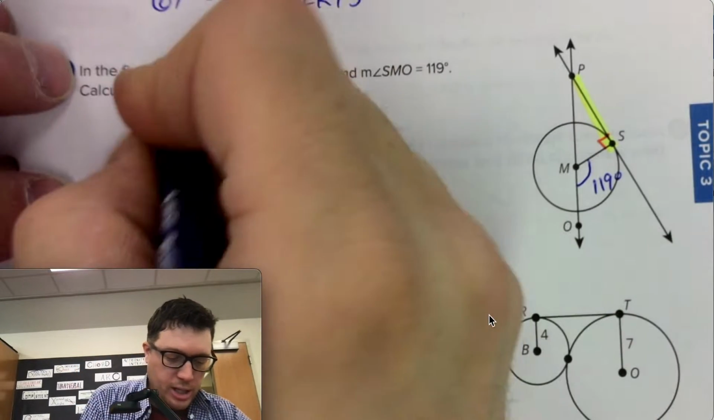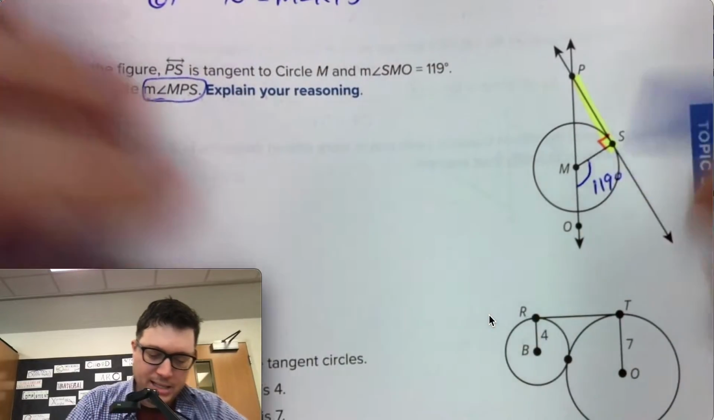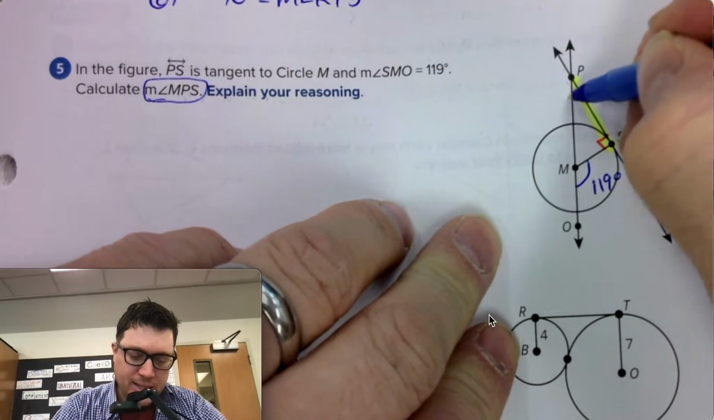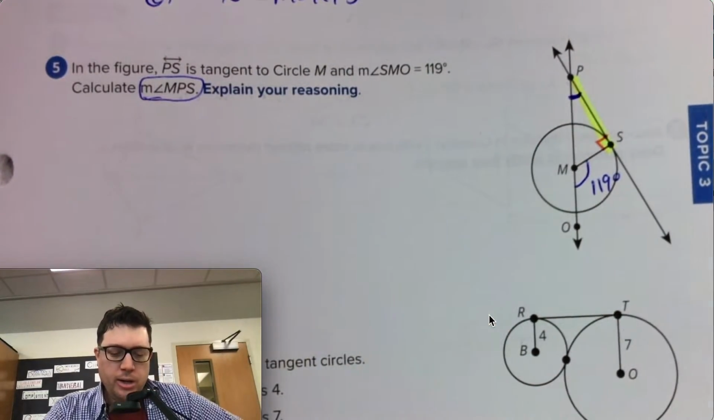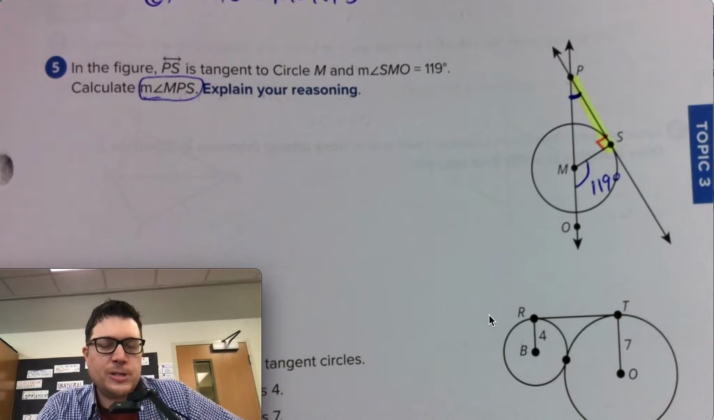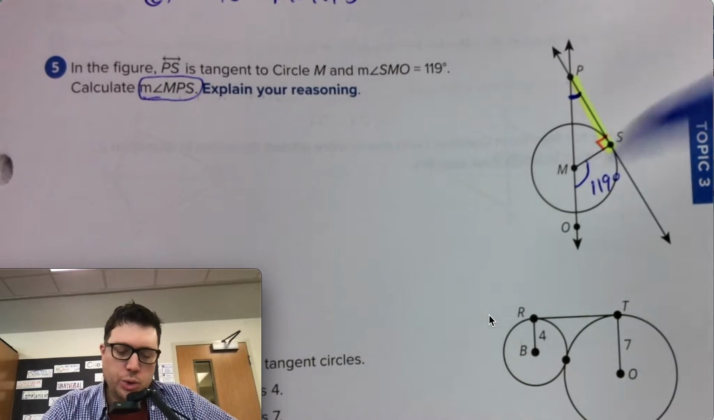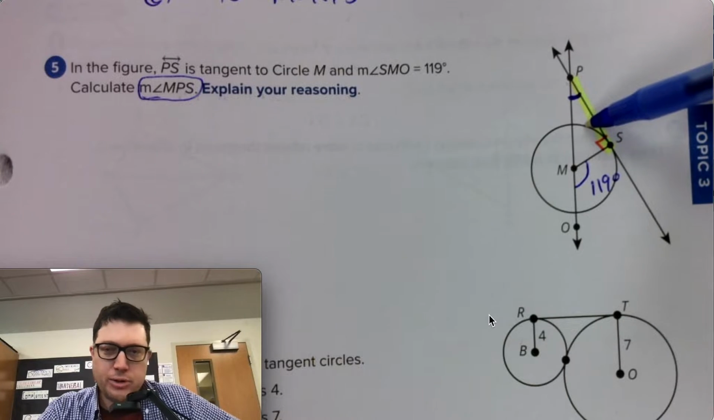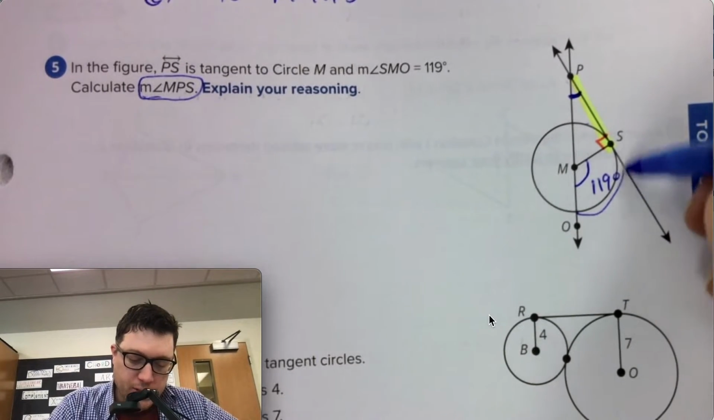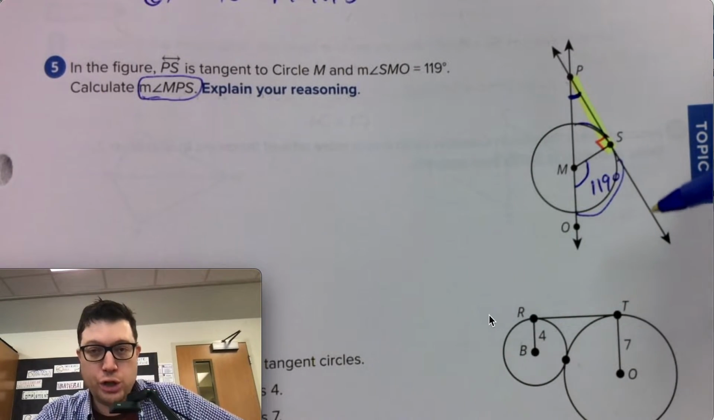Okay, I'm going to answer the question. Calculate angle MPS. And angle MPS is this exterior angle here. Now, some things that we can do with exterior angles, you would take this value and subtract it by this value. That's the intercepted arcs, and then divide by 2.